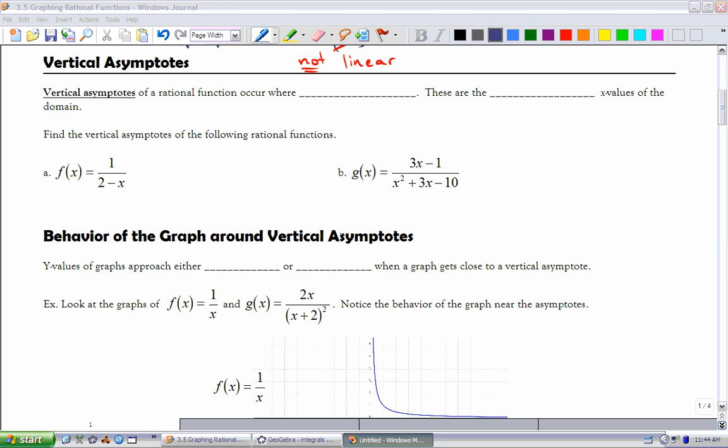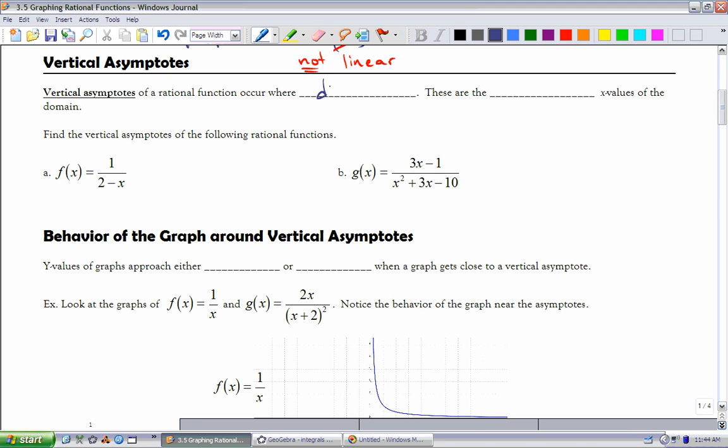Okay, continuing with rational functions. Rational functions have vertical asymptotes. Vertical asymptotes of a rational function occur where the denominator equals 0. These are the excluded values of the domain. Okay.